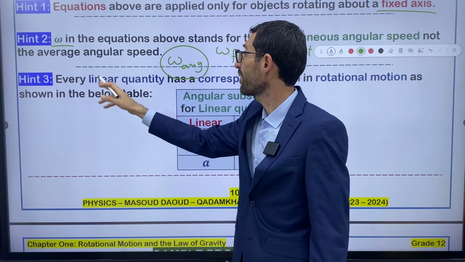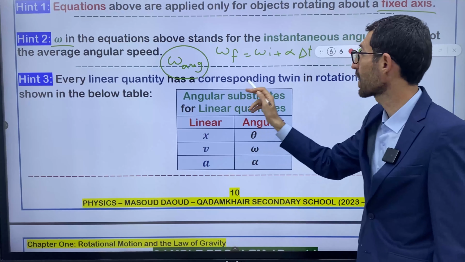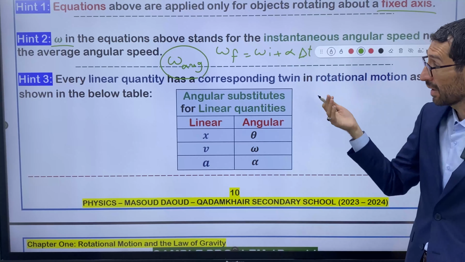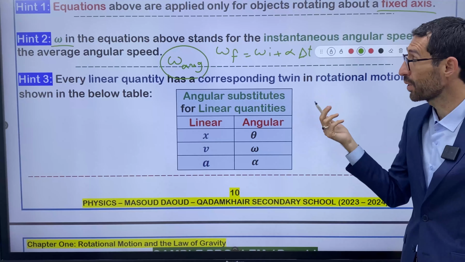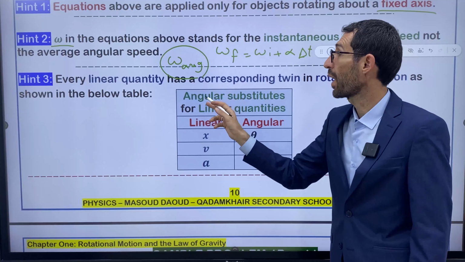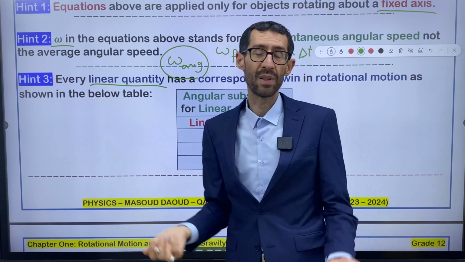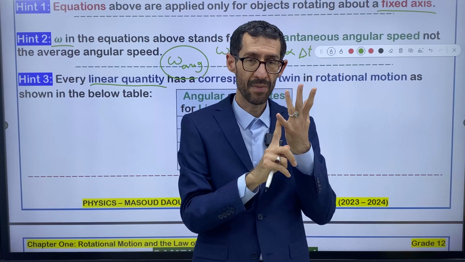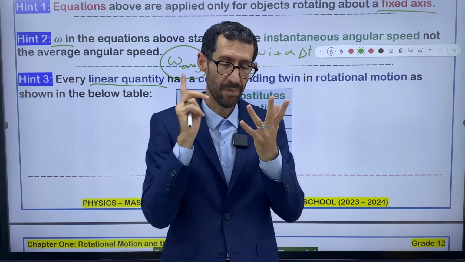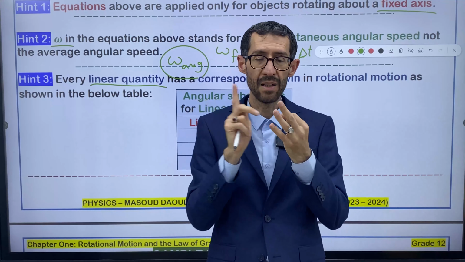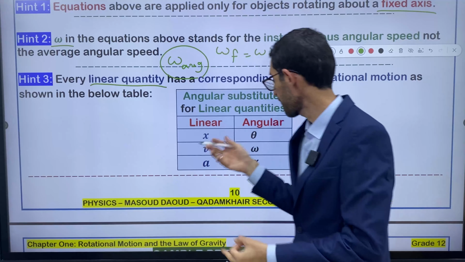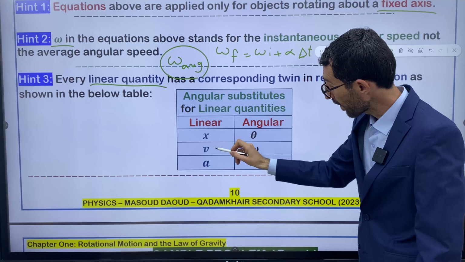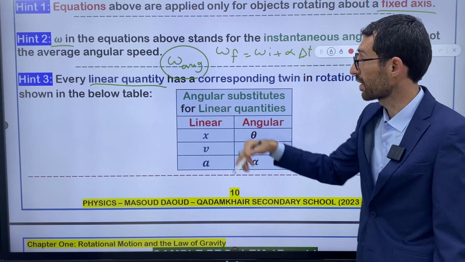Hint number 3: every linear quantity has a corresponding twin. I explained it for you in advance, actually. What are the linear quantities? Think about it. They are x or delta x, displacement, velocity, and acceleration. They are linear quantities.